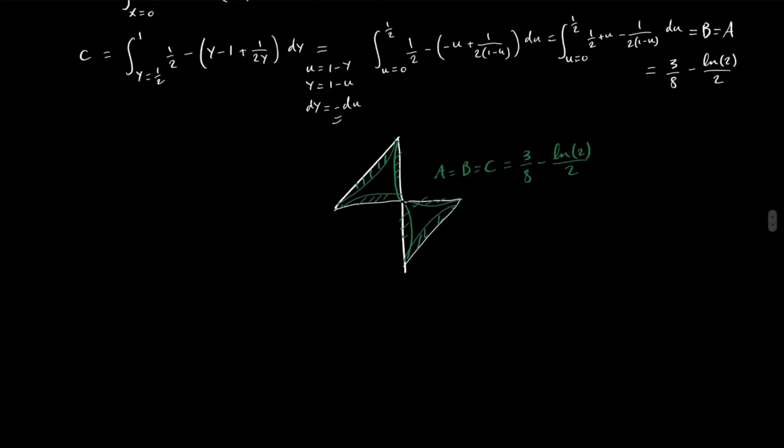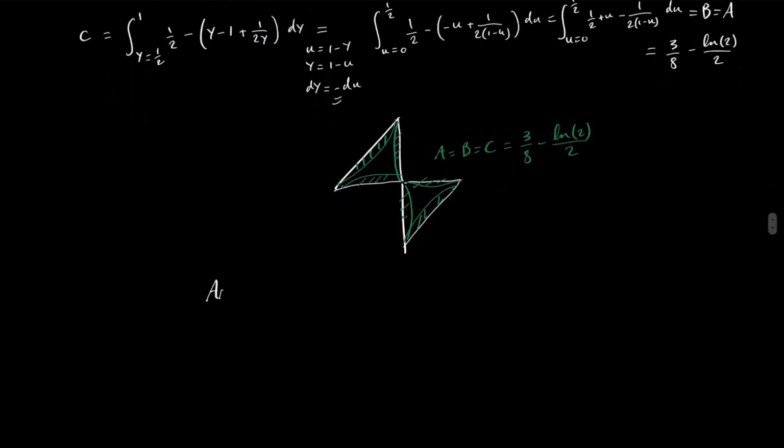So in the end, the area of feasibility of the acute triangle is equal to the area of feasibility of any triangle that we previously calculated in the previous video, which is 1/4, minus 1, 2, 3, 4, 5, and 6 times the area A, which is also equal to the areas B and C and is equal to 3 divided by 8 minus logarithm of 2 divided by 2. And so the area of feasibility of the acute triangle is equal to 1/4 minus 6 times 3 divided by 8 minus logarithm of 2 divided by 2.